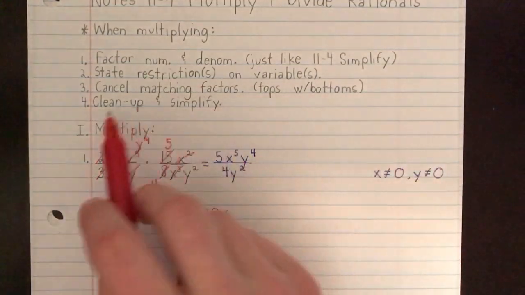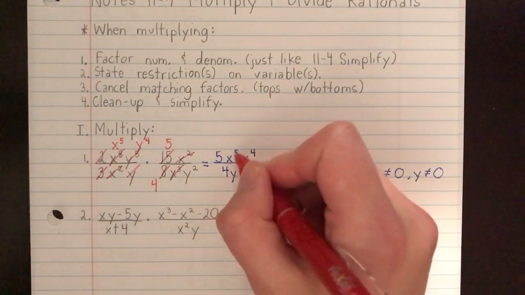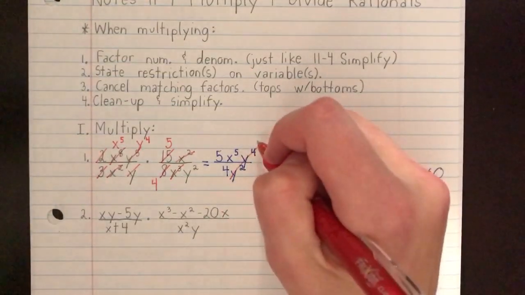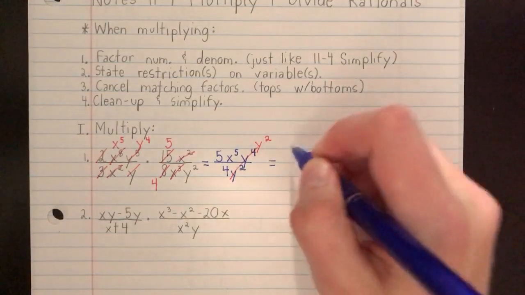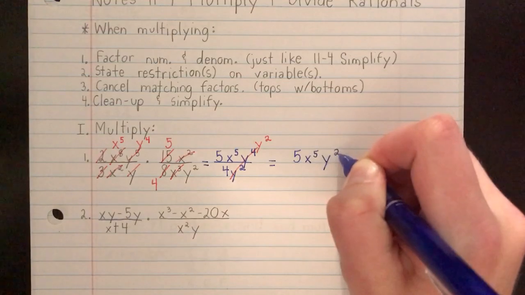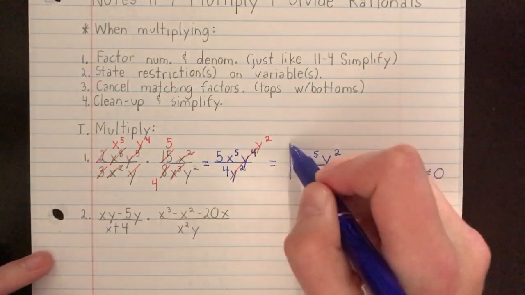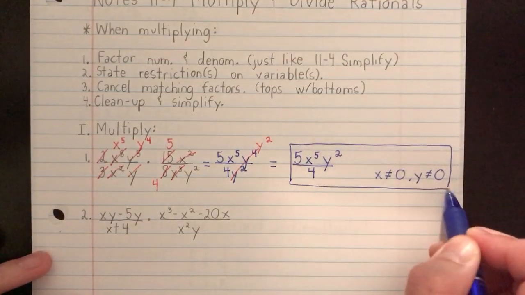So I need to clean up and simplify more. Here, the 5 and the 4 can't simplify. I've only got x on top, no x on bottom. So that would give me y squared on top. So my final answer would be 5x to the 5th, y squared over 4, with my restrictions of x cannot equal 0 and y cannot equal 0.